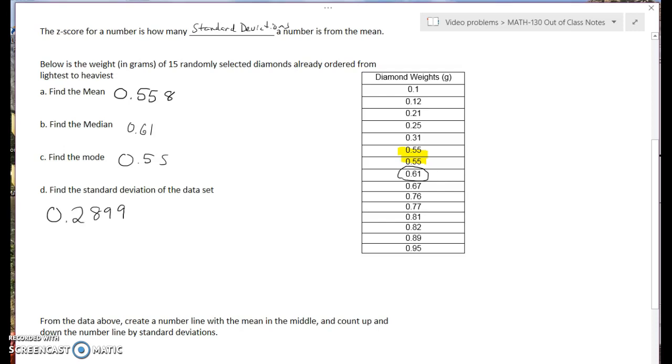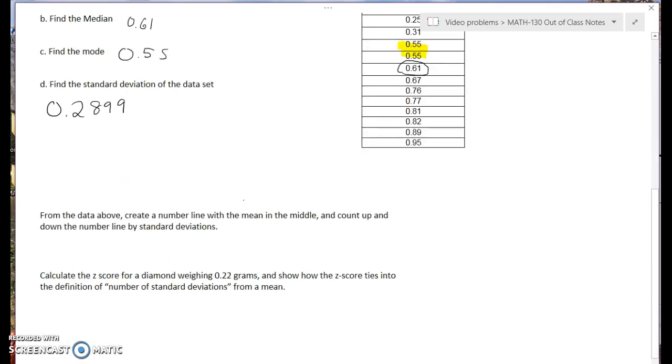Okay, so now the last thing we're going to do is, it says, from the data above, create a number line with the mean in the middle and count up and down the number line by standard deviations. Sorry, that's a mouthful. So what we're going to do here is make a number line and put the mean in the middle. So let's do that. We're going to draw this number line.